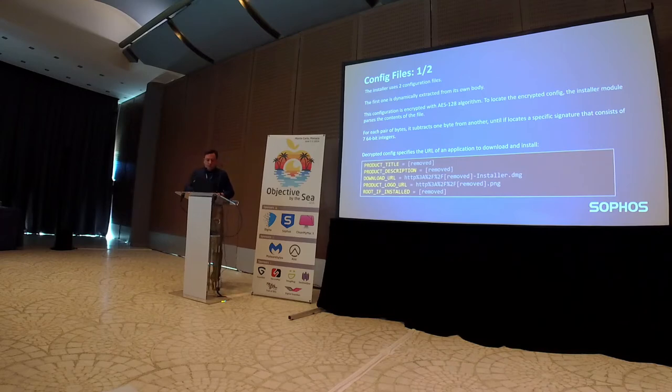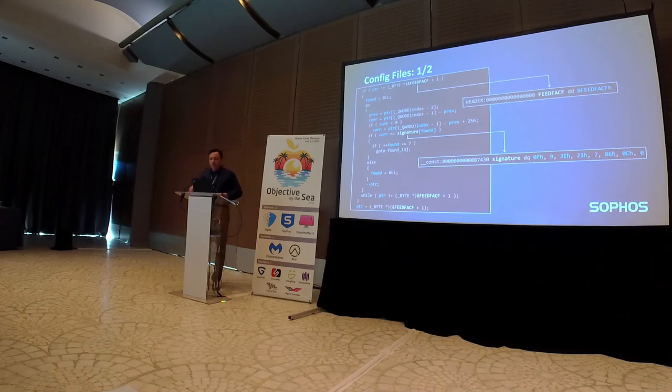So you see, let's have a look at the actual algorithm. So here is the familiar feed face with F on the end, which corresponds to the 64-bit header of the Mach-O binary. And it has this loop. Inside that loop, it gets the byte at an index minus two, that's the previous byte. Then it gets the current byte referenced by the index minus one. And from that byte, it subtracts the previous byte. And that becomes the difference. If that difference is a negative number, it adds 256 and checks if that difference corresponds to the signature.